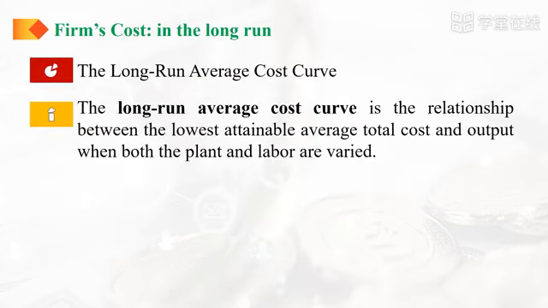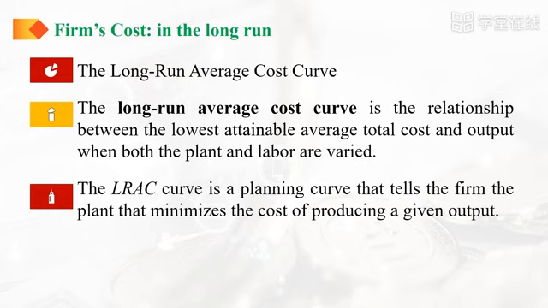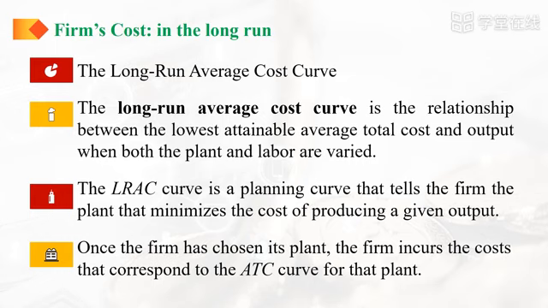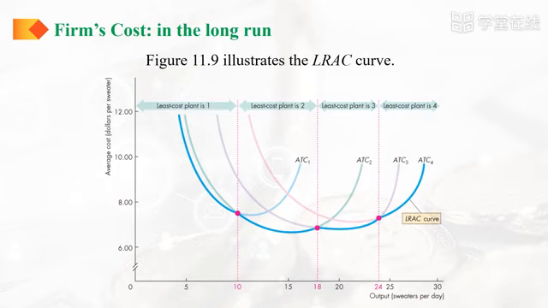The long-run average cost curve is a relationship between the lowest attainable average total cost and output when both the plant and the labor are varied. The LRAC curve is a planning curve that tells the firm the plant that minimizes the cost of producing a given output. Once the firm has chosen its plant, the firm incurs the cost that corresponds to the average total cost curve for that plant. The figure illustrates the LRAC curve.